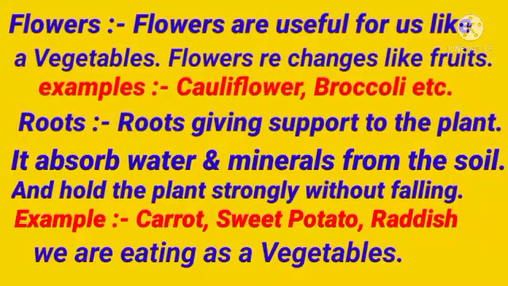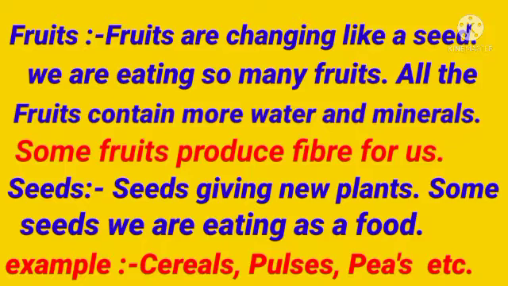Roots. Roots give support to the plant. They absorb water and minerals from the soil and hold the plant strongly without falling. For example, carrot, sweet potato and radish we are eating as vegetables. Fruits. Flowers change into fruits. We are eating so many fruits. All the fruits contain water and minerals. Some fruits produce fiber for us.